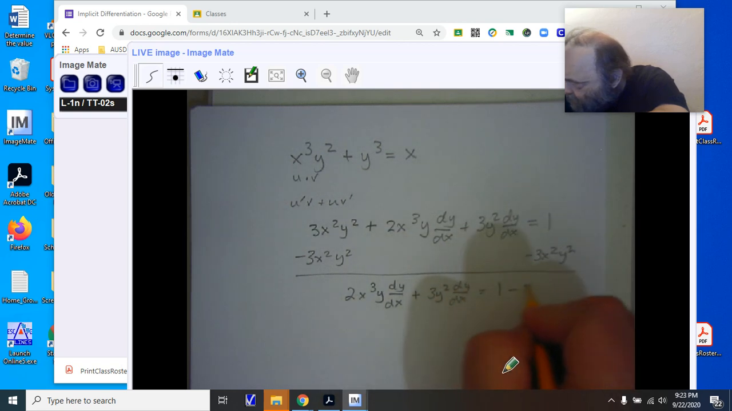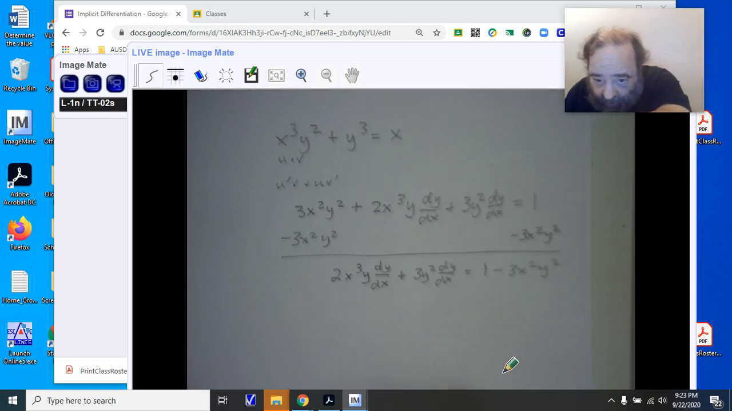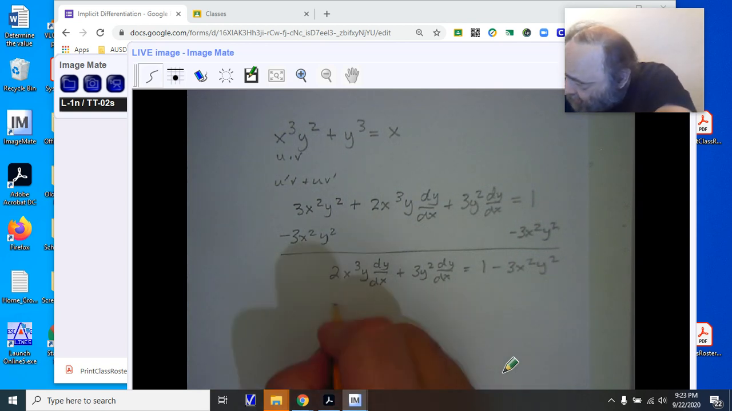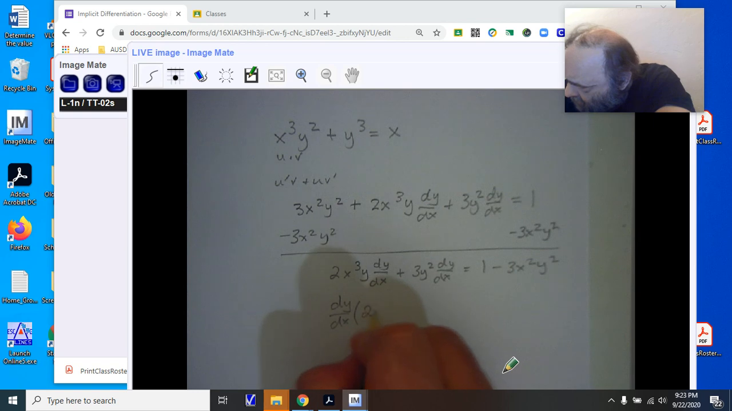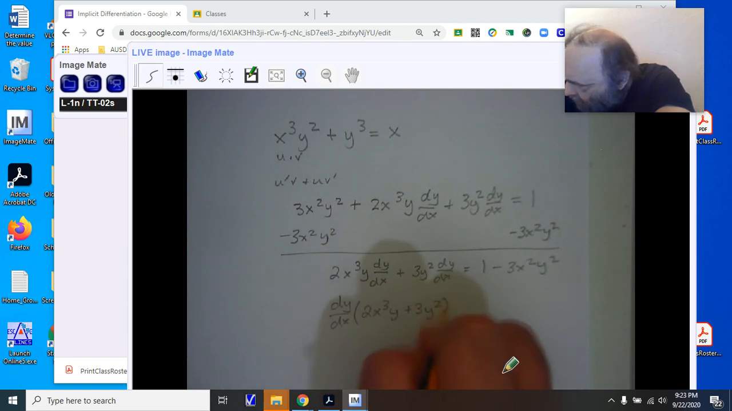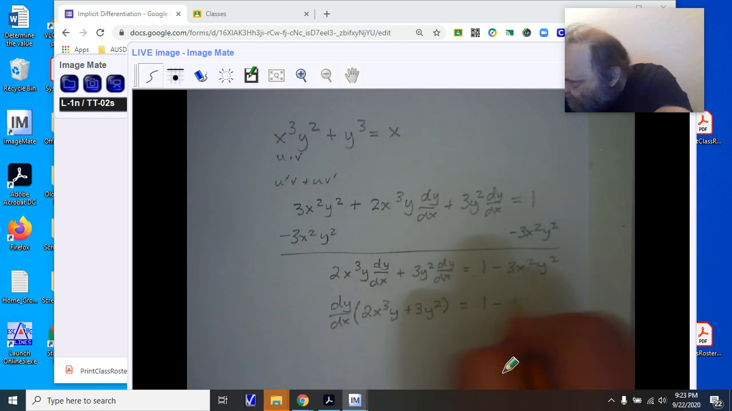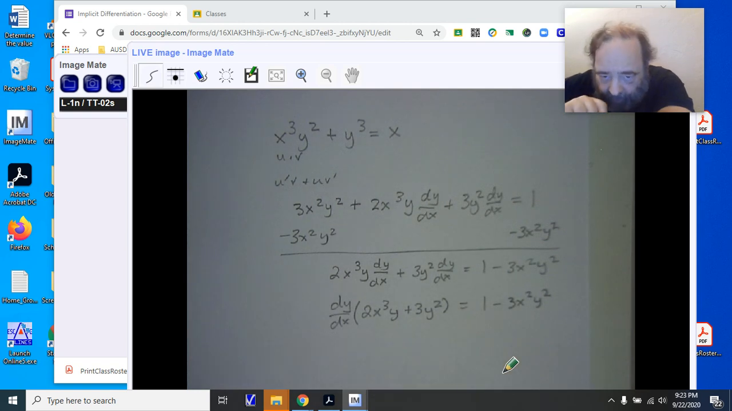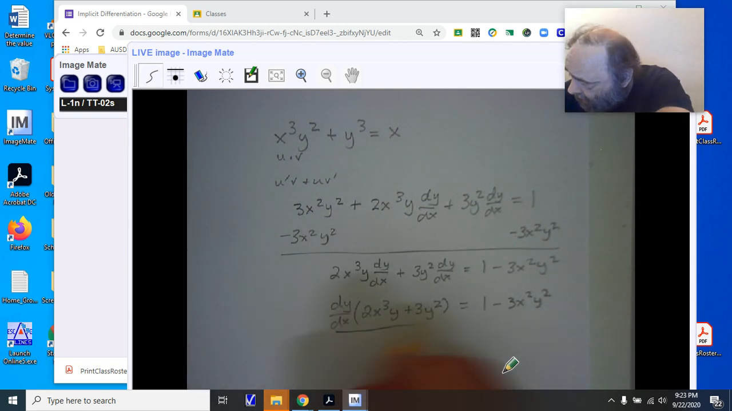And it equals 1 minus 3x squared y squared. All right, so now we can factor out that dy/dx. dy/dx comes out in front, leaving me with the 2x cubed y plus 3y squared, and we still have 1 minus the 3x squared y squared on the right. The last step is to divide by that factor, 2x cubed y plus 3y squared, on both sides.